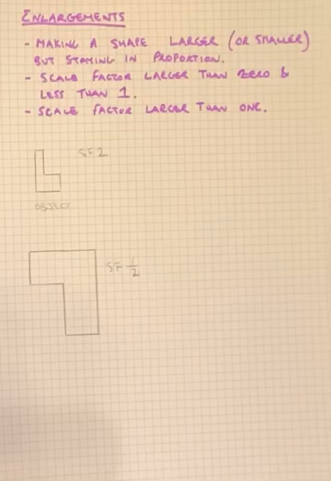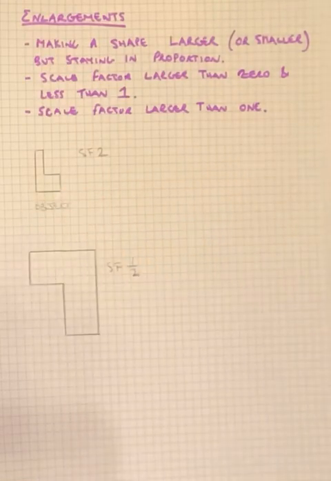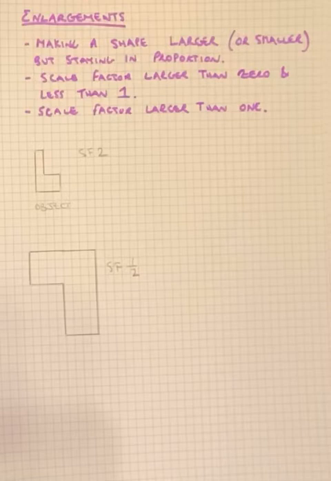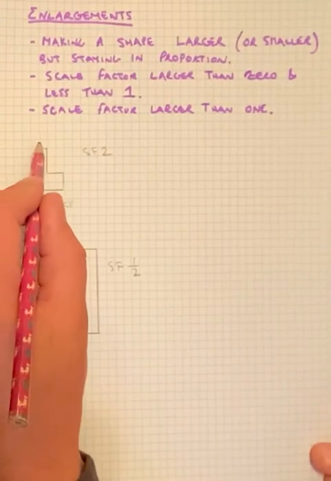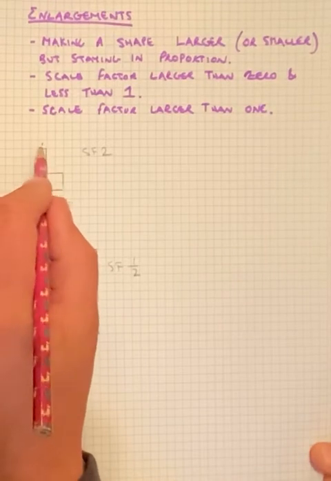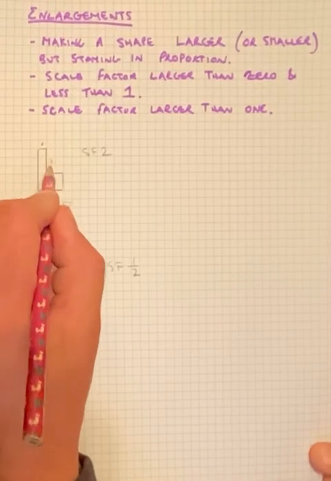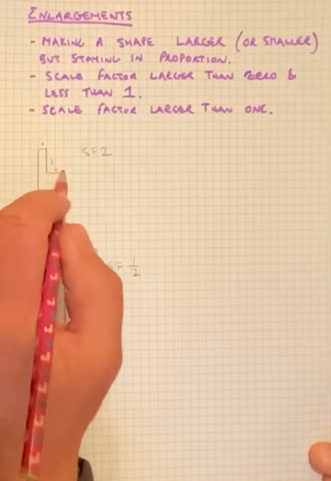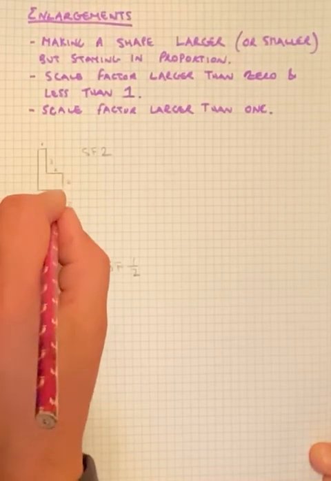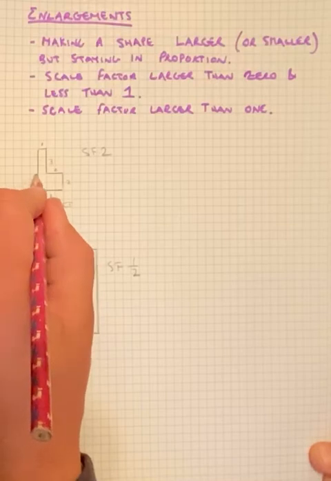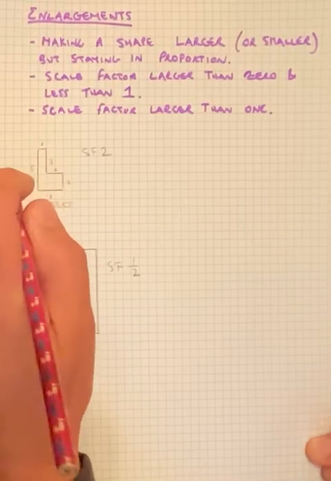So we're going to go through two examples of these, and what you can see is we've got this L sort of shape here, and this is our object, our starting shape. Now what I'm going to do is write some bits on the shape to help me with my enlargements. I'm going to count the squares as I go around the outside of the shape. So you can see that I've got 1 unit across there. I've got 3 squares down, 2 squares across, 2 down, 3 across, and 1, 2, 3, 4, 5 squares up.